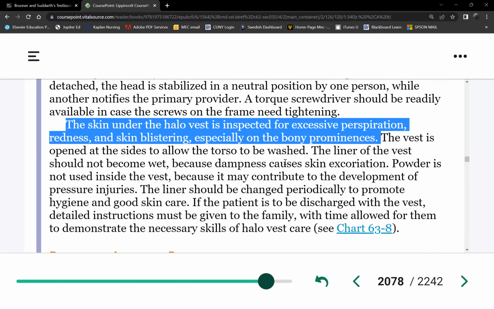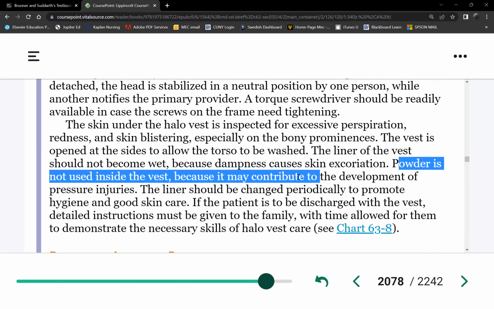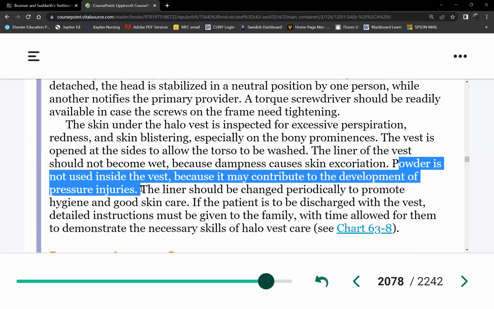If it becomes wet, then the dampness does cause excoriation, especially in the summer. These things can be very hot. Do not use powder, or do not stick anything underneath there, just like you would not for patients who have a cast, for instance. Same principles, do not stick anything in there.